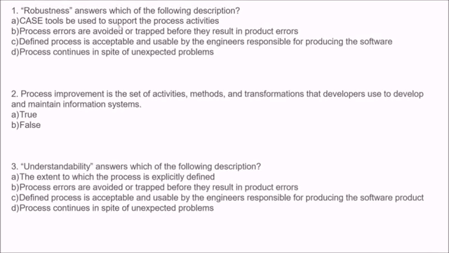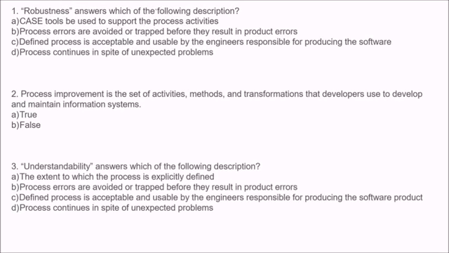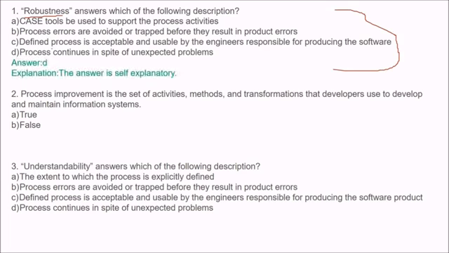First is robustness. Which of the following descriptions answers robustness? These are options for you. The answer is D. Process continues in spite of unexpected problems. Robustness. It should not fail, or non-graceful degradation should not be there.